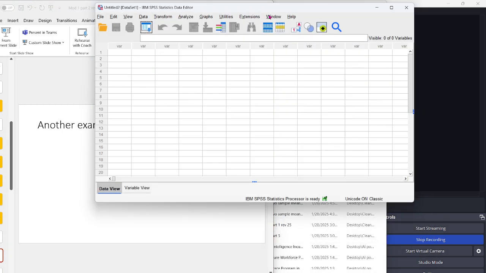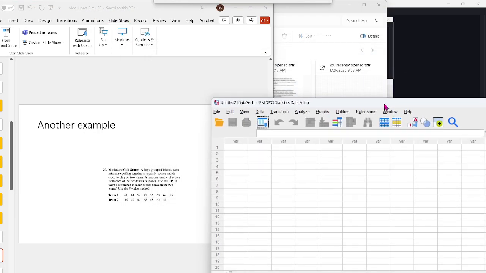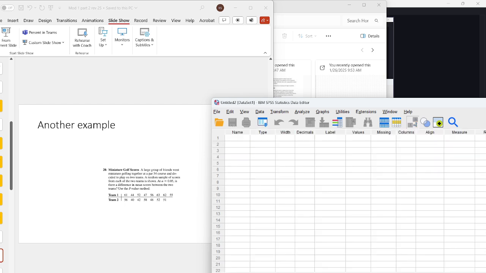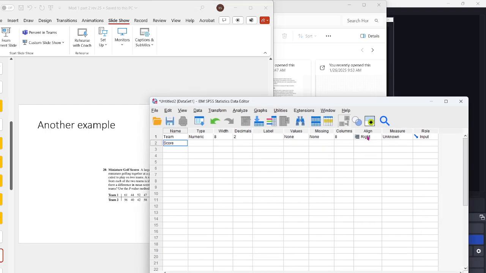But anyways, here we go. This is a nice fresh blank slate. I'm going to try to read this with my old lady eyes. I don't know how good that's going to be. So we're going to have a variable that we're going to call team. And then score, whatever these are. Okay. Now team should be a nominal variable, and then score should be a scale variable.